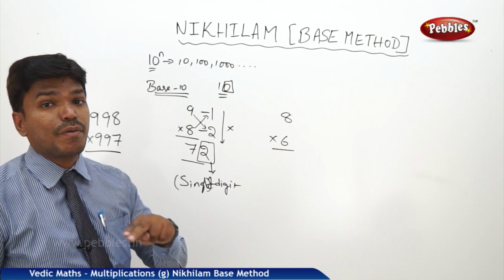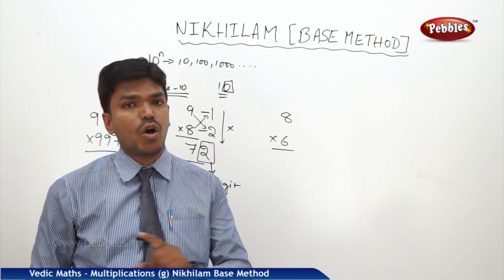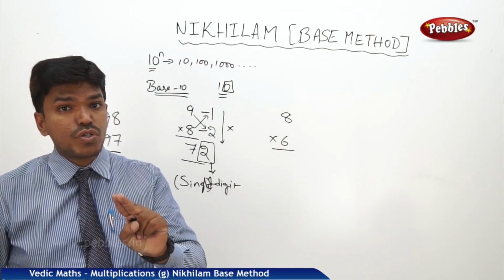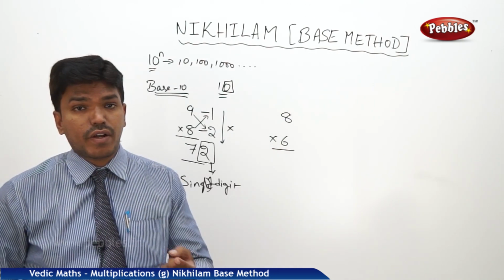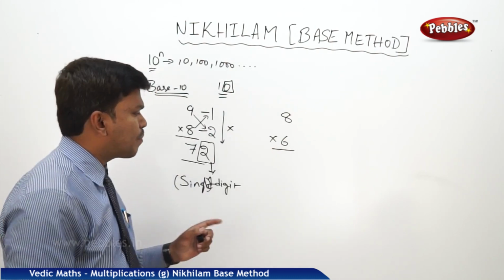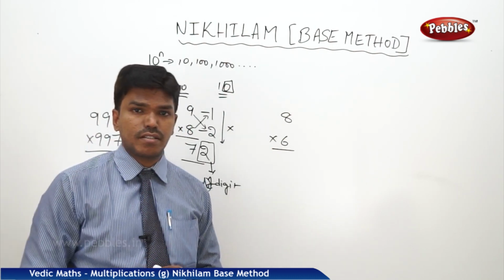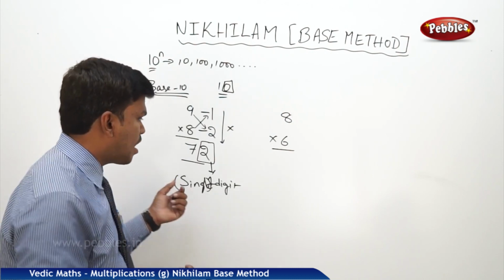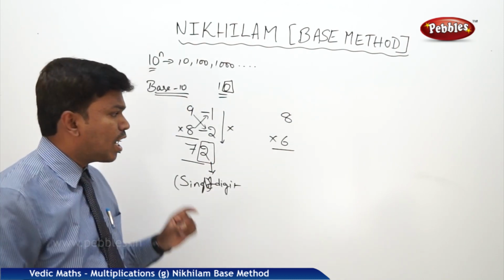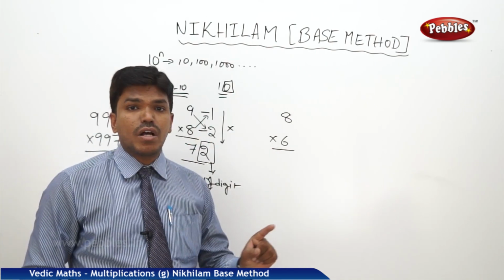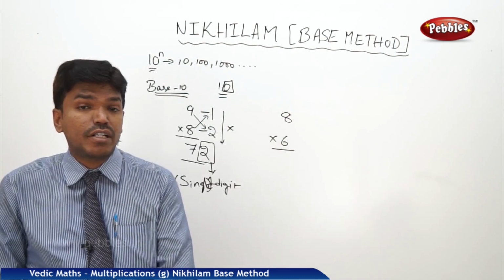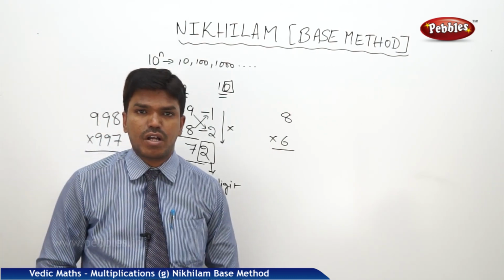Got it? Suppose I am taking the base as 100, in 100 how many zeros are there? 2 zeros. So 2 zeros means only 2 digits should be on the right hand side, right? In this case, where we are taking base as 10, if the right side part of the answer is more than one digit, you need to carry the remaining digits to the next part of the answer.